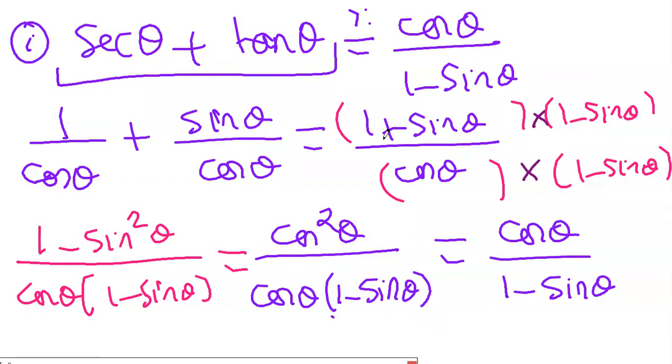The numerator is going to be an identity, (a plus b)(a minus b). So it's a squared minus b squared over cosine theta (1 minus sine theta). And what is 1 minus sine squared? It's cosine squared. Now, if you simplify, you're going to have cosine over 1 minus sine theta.